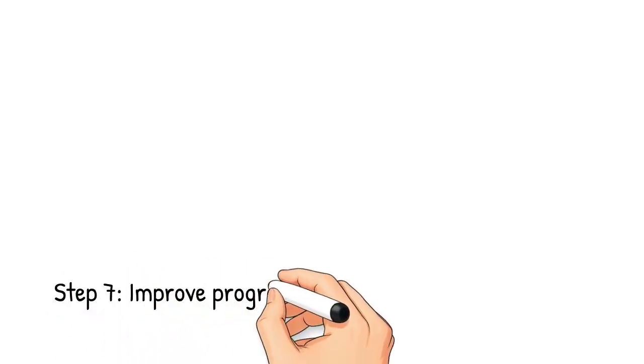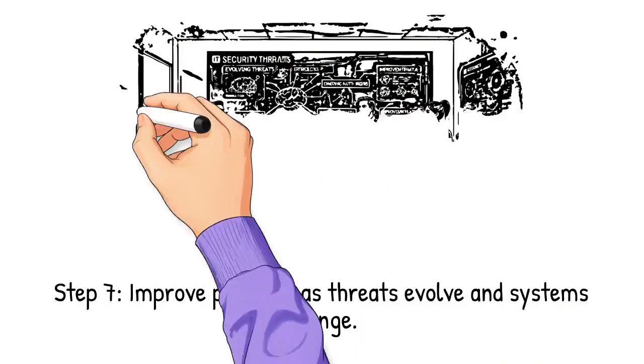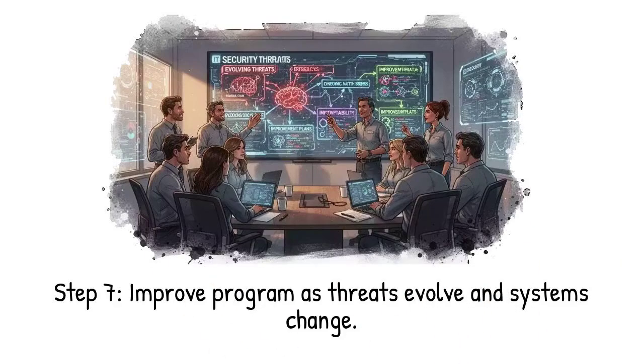Step 7. Continuous improvement. Cybersecurity is never done. Evolve. Systems change. New vulnerabilities appear daily. A mature program adapts continuously.